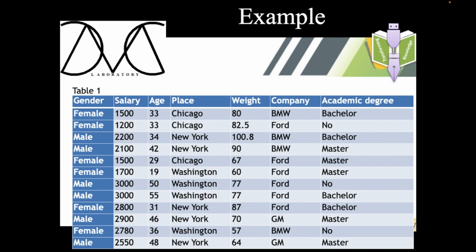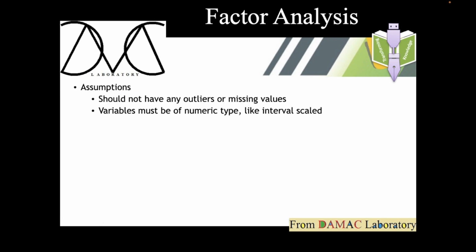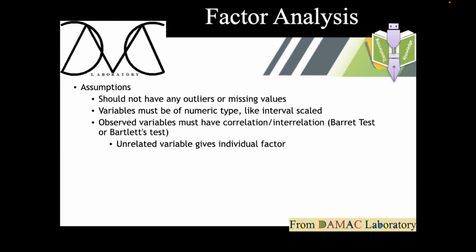So to apply a factor analysis process on a data set, you should have some assumptions. What are the assumptions? That the values of the data set must be such that there should not be any outliers or missing values in the data set. Values must be numeric type, as I have shown you. That means maybe interval scale or some other scale.